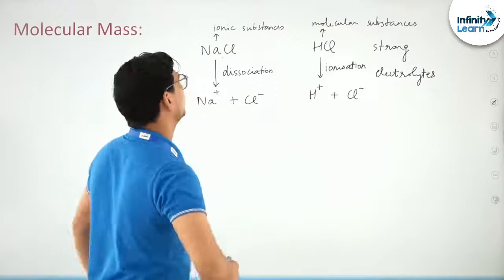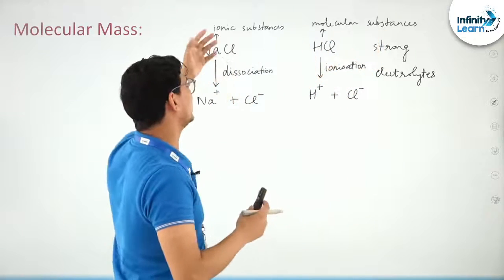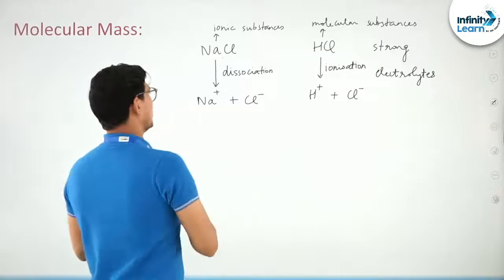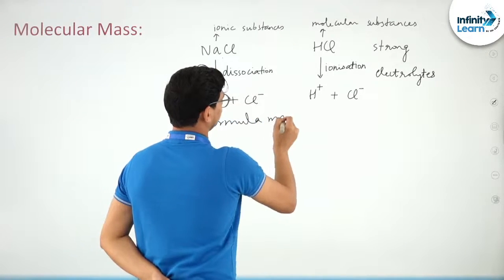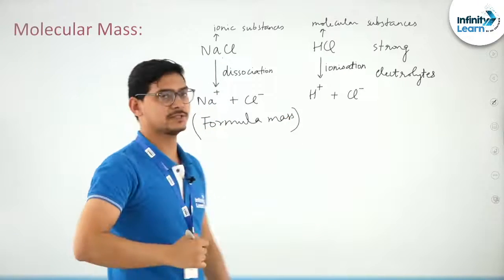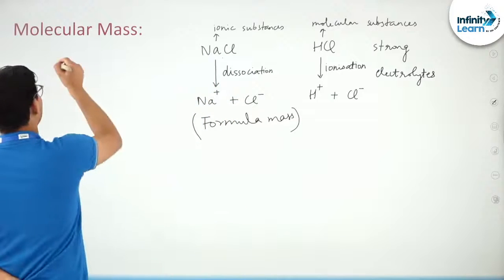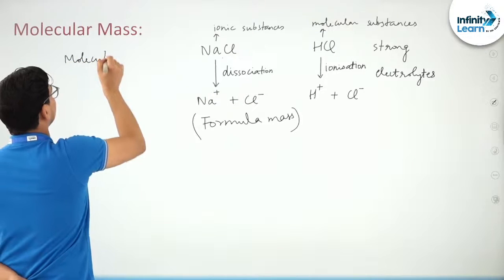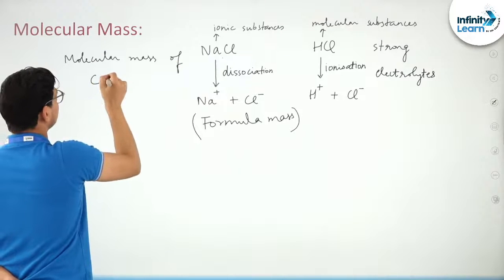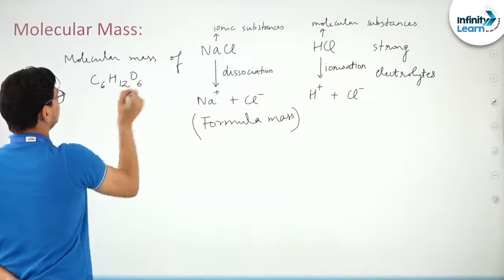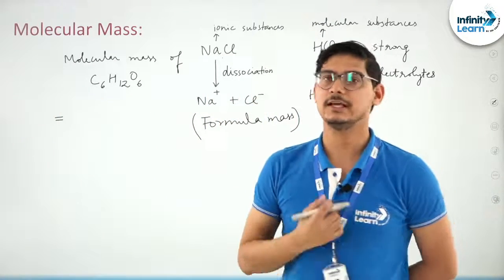So, it should be clear to you, when I am talking about the molecular mass, I am talking about molecular substances. I will not talk about NaCl. For that, we have formula mass, about which I shall talk shortly. Towards the end of this video, we will talk about formula mass. Molecular mass is simple. For example, if you have to calculate the molecular mass of, let's say, C6H12O6. This can be glucose, right? Glucose has the molecular formula of C6H12O6.